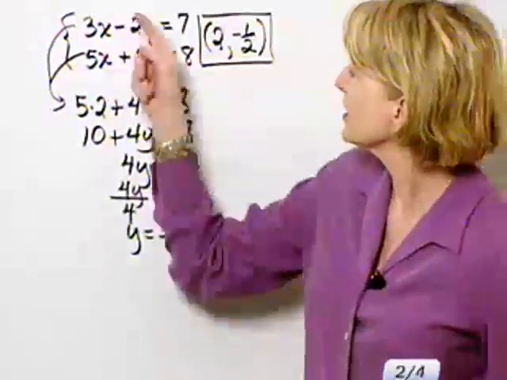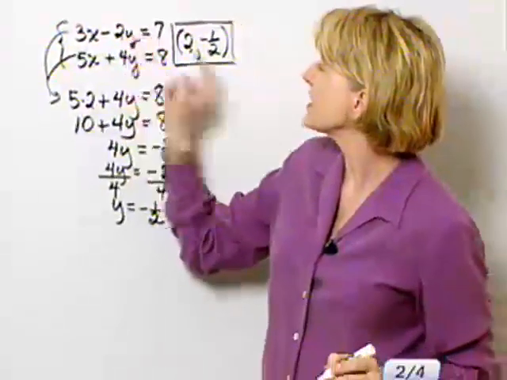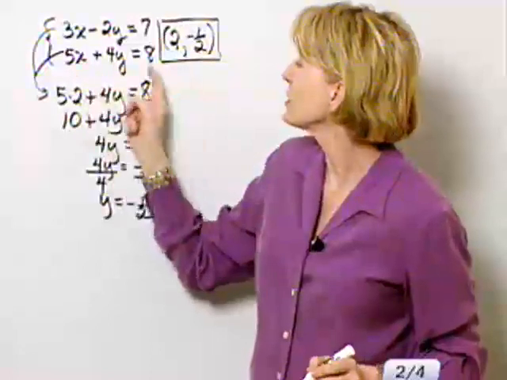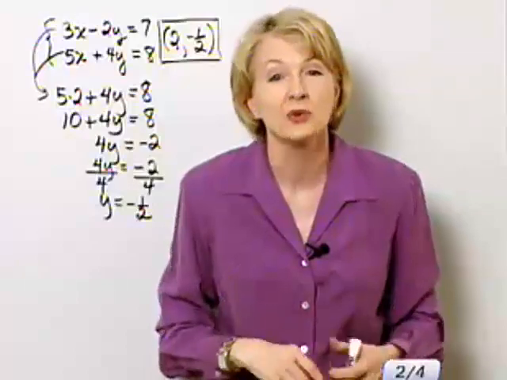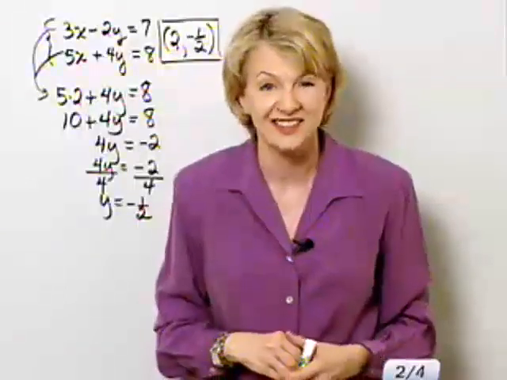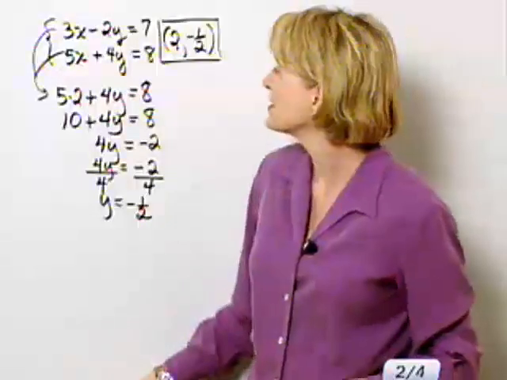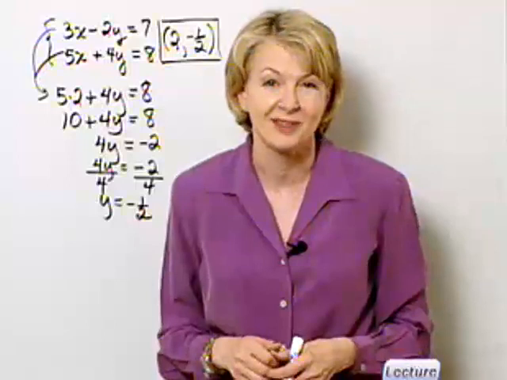I'll let you check. Let x be 2, y be negative 1/2 here. Let x be 2, y be negative 1/2 there. Each time a true statement should result. This is the one solution of the system.